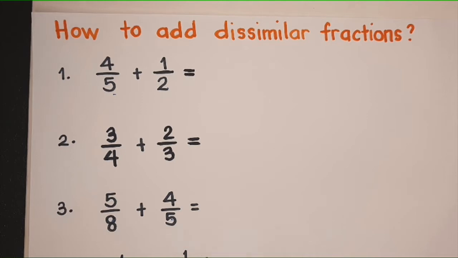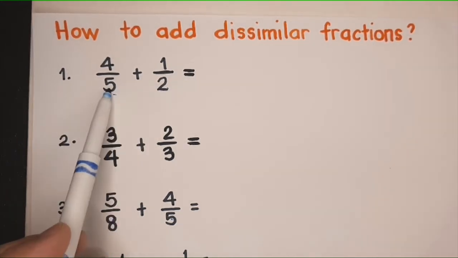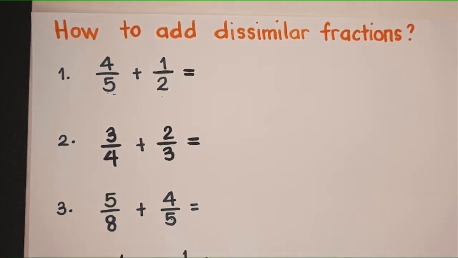Alright? Okay, let's begin. So here, we have 4/5 plus 1/2. So obviously, they are dissimilar fractions. Right? Because they have different denominators. Ganito ngayon ang gagawin ninyo. Yeah, I know you heard, you find the LCD. Yeah, that's correct.